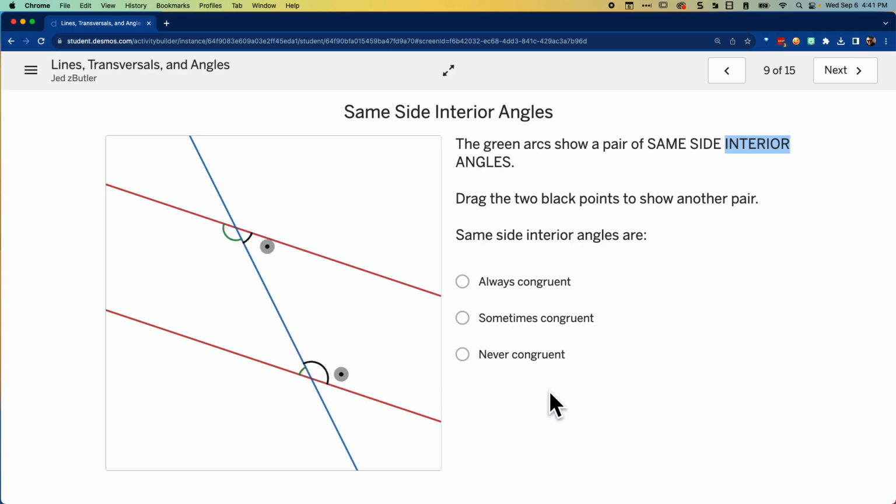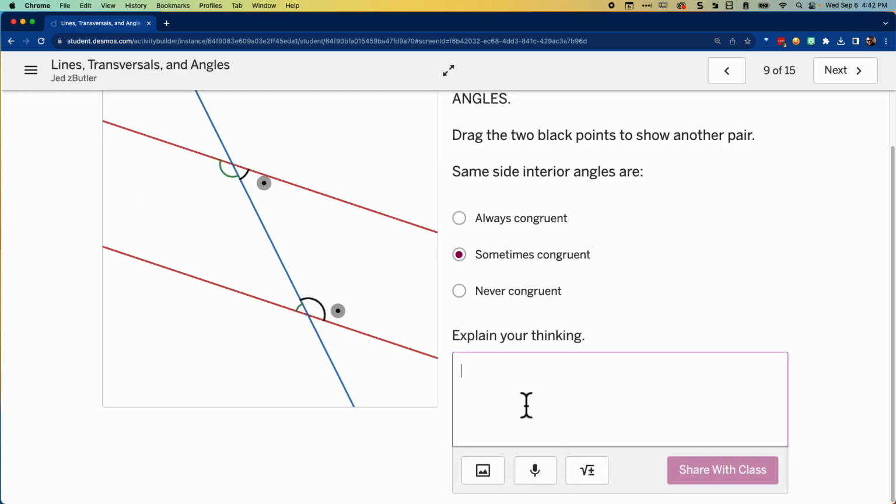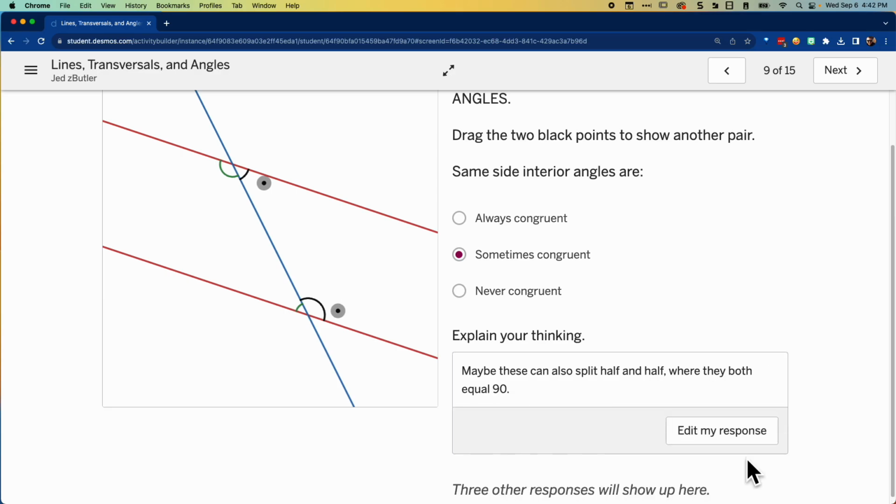The two green ones, I don't think they're ever going to be congruent, because when I look at them, I have a big one and a small one. But you know what? Maybe these can also split half and half, where they both equal 90. That's kind of interesting. Let's see how this plays out even more.